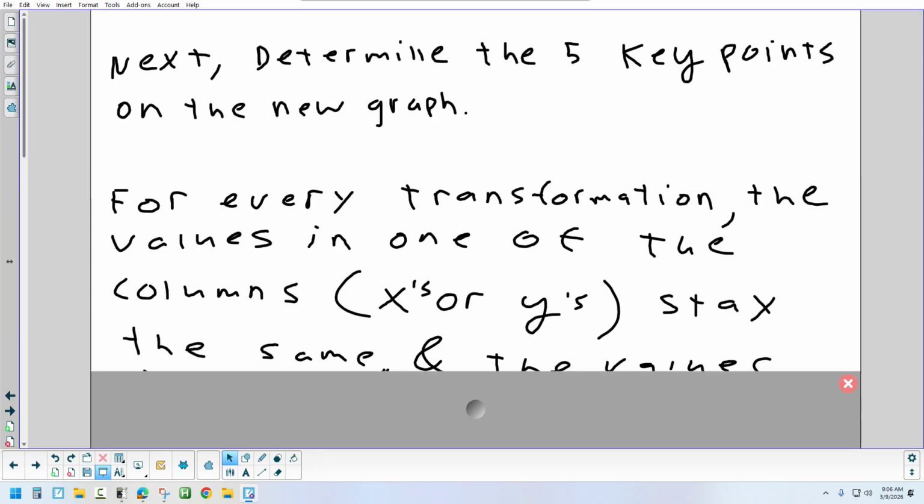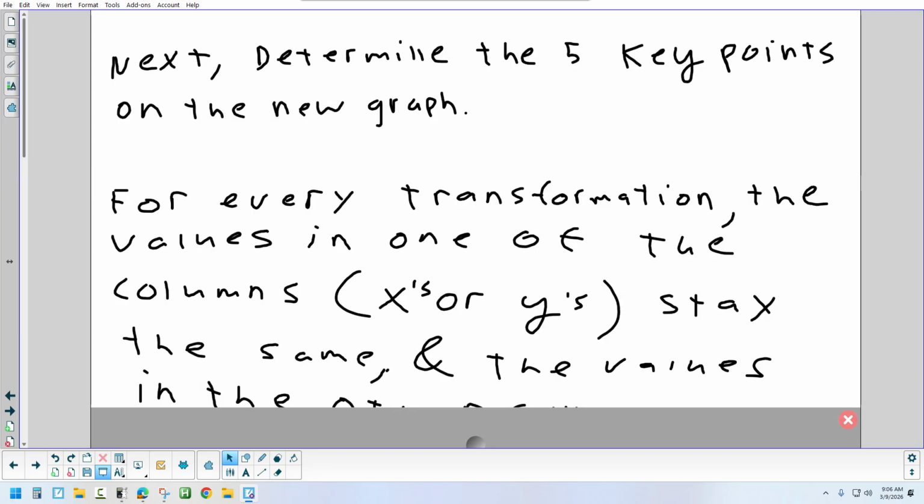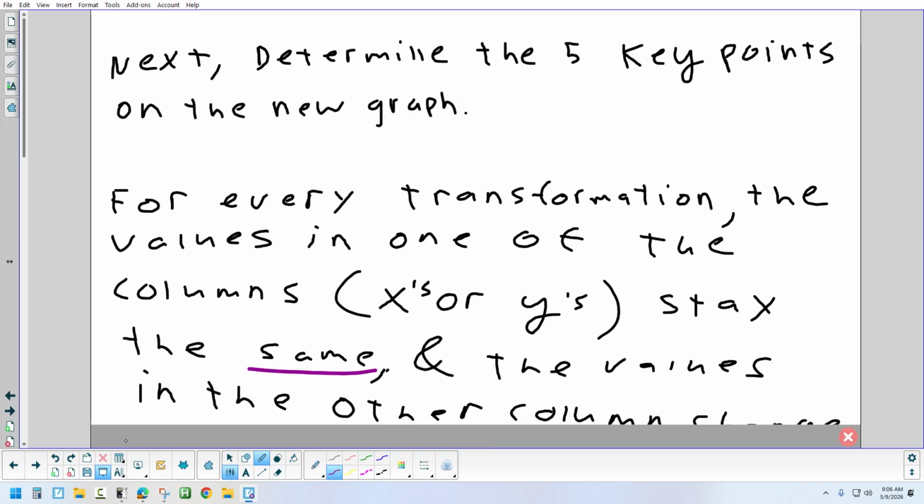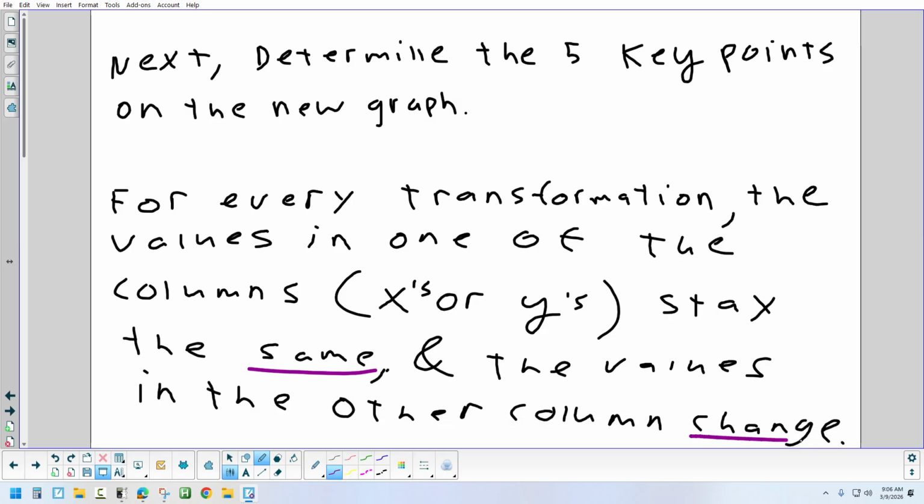One column is going to stay the same, and the other column will change. So in the example that I did, shifting it up 2, the y values changed, the x values did not. The reason one column will stay the same and one column will change is because we're never going to do multiple transformations at the same time.